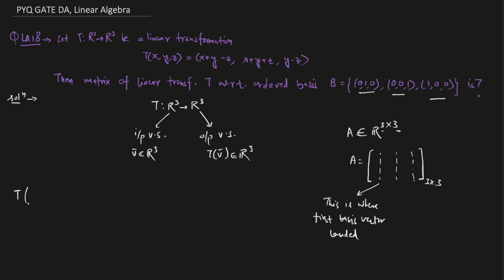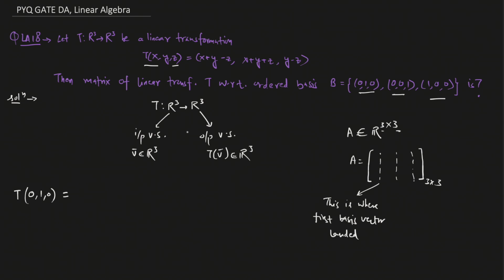So our first basis vector is 0, 1, 0. We will apply the transformation, right? Because we are moving from input vector space to output vector space, and this transformation is given by this T. Any vector belonging to the input vector space V will get transformed using this transformation T, and we will get T times V. So this is the first basis vector 0, 1, 0, and we will apply the transformation. The transformation is given as x plus y minus z comma x plus y plus z comma y minus z.